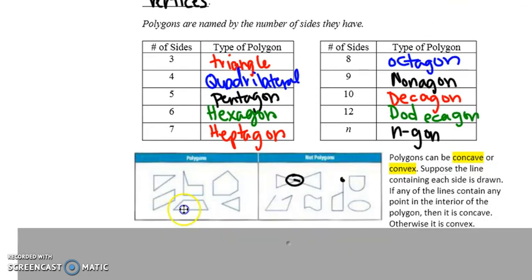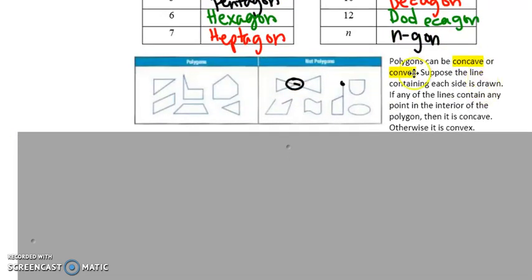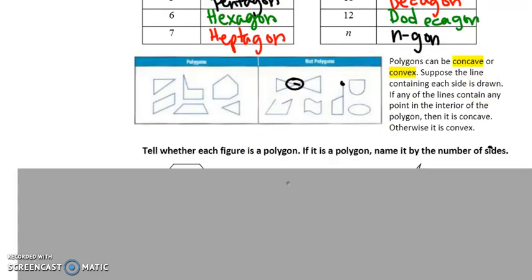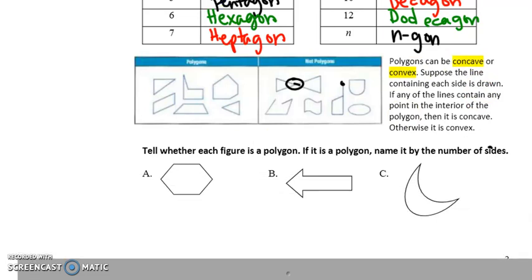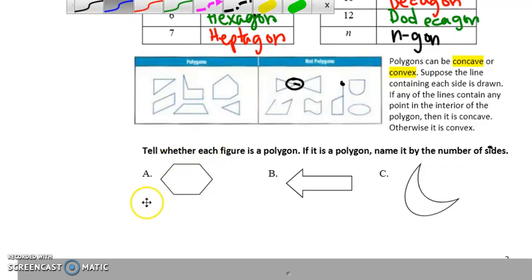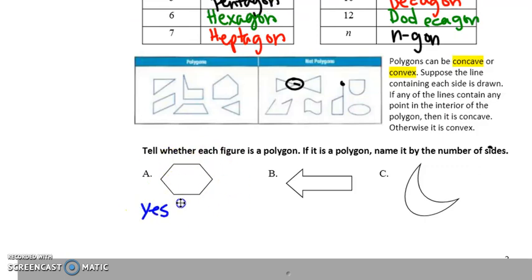We have polygons over here on the left: straight lines connecting at their endpoints, not intersecting, not open, not curved, not points that are not connected, and again, more curved examples. We'll talk more about concave and convex on the next page. So we're going to tell whether each of these is a polygon and then name them. This one, yes, all straight lines connecting at their endpoints, and it has 6 sides, so it's a hexagon.